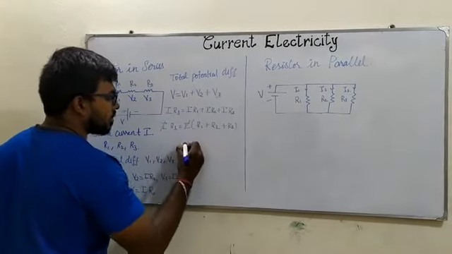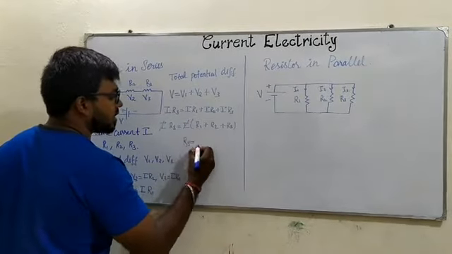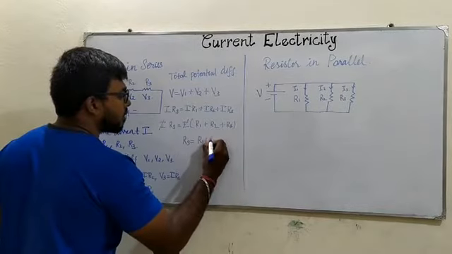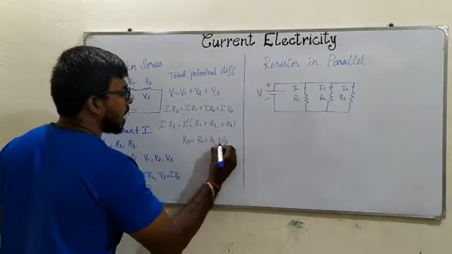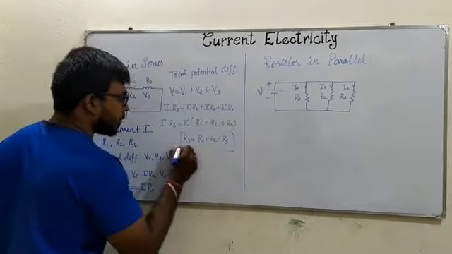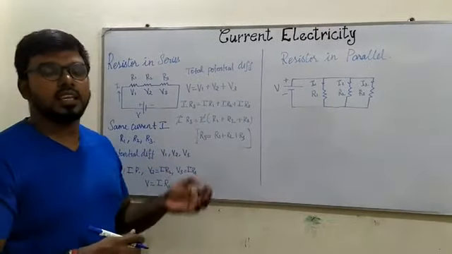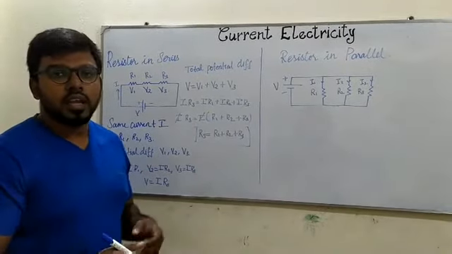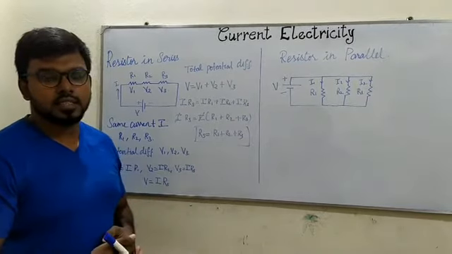So the current can be cancelled. Finally, the resistance in series RS is equal to R1 plus R2 plus R3. The effective resistance is equal to the sum of the individual resistances.